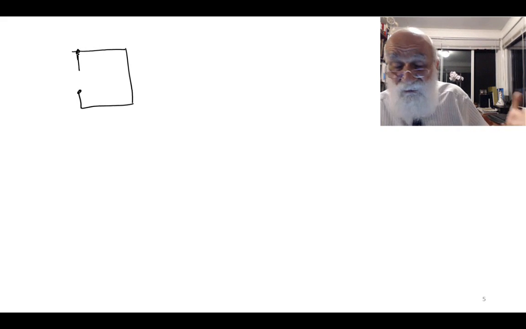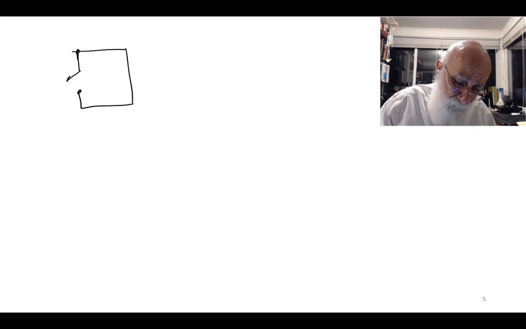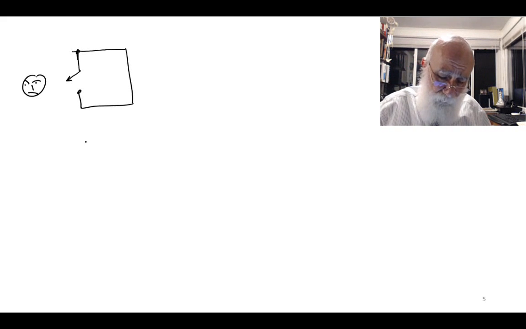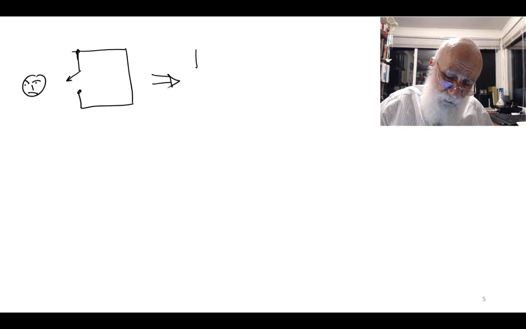Here's the building. Most houses are like that. You open the door. You are sitting outside. Cold. And you open the door. And then eventually you go inside, you close the door, and you are quite happy.